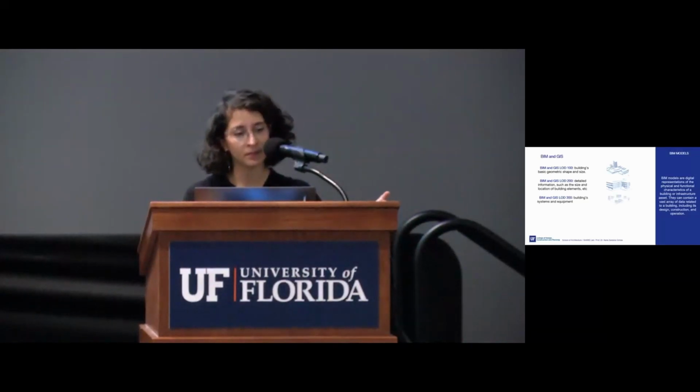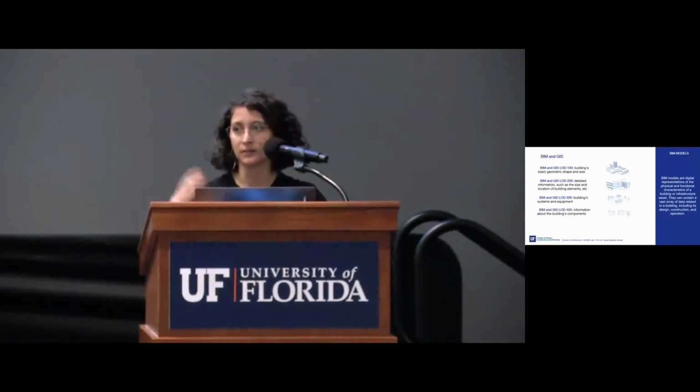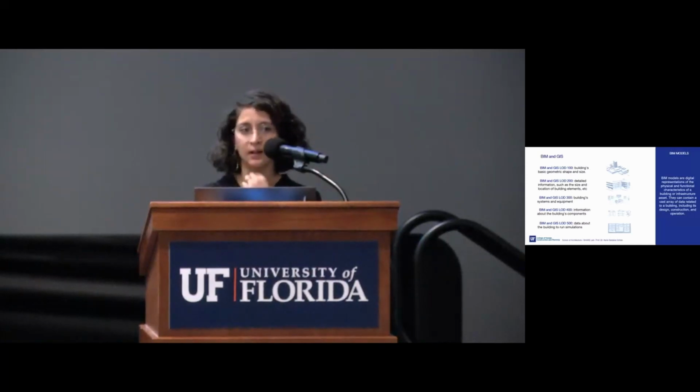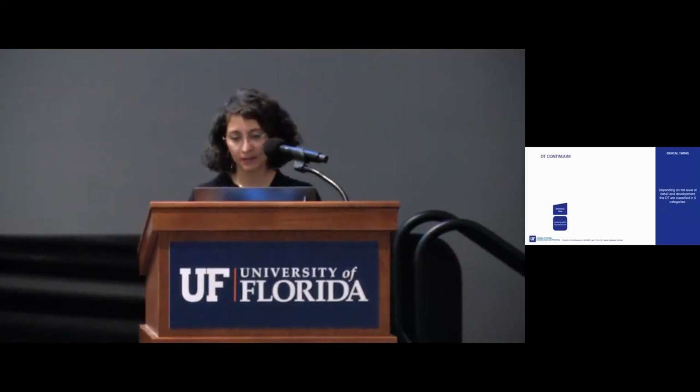If you go to the BIM LOD 300, here we're having more information about specific parts of the model, which have to do with systems and equipment. And then 400, this deals with actually the small components that are part of the system. And the last one, this is about data that can be used to simulate how this model will perform in real life.